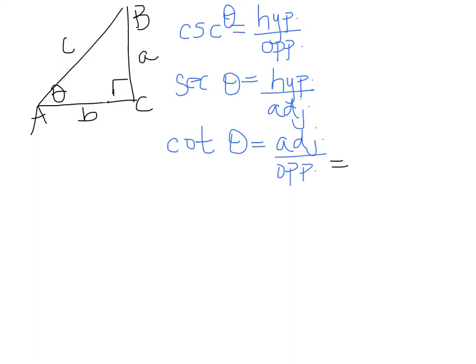And then according to our theta on our diagram, cosecant of theta would be C over A, or little c over little a. Secant would be little c over little b. And cotangent would be little b over little a. So those are the ratios for the 6 trig functions that you will need to know.